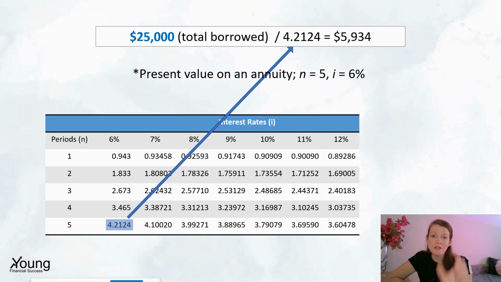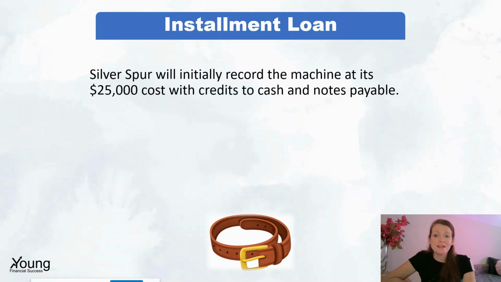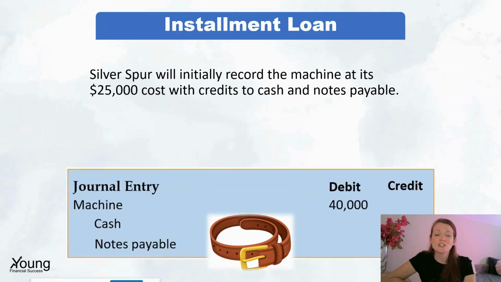So we took the $25,000 that Silver Spur Leatherworks borrowed, divided it by the factor that is representative of the 6% and 5 periods, and that tells us that their annual payment is $5,934. So that is an installment loan. Silver Spur will initially record their machine at its $25,000 cost with the credit to cash and notes payable.